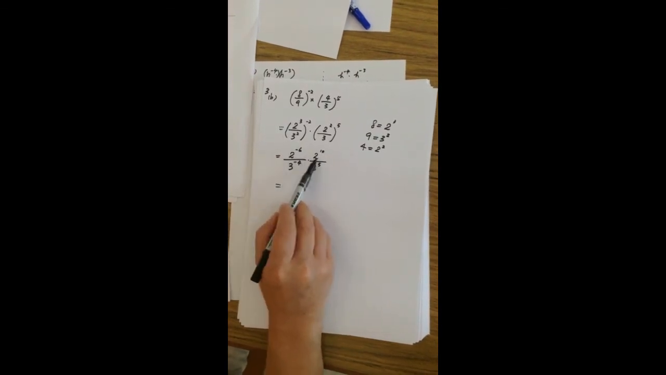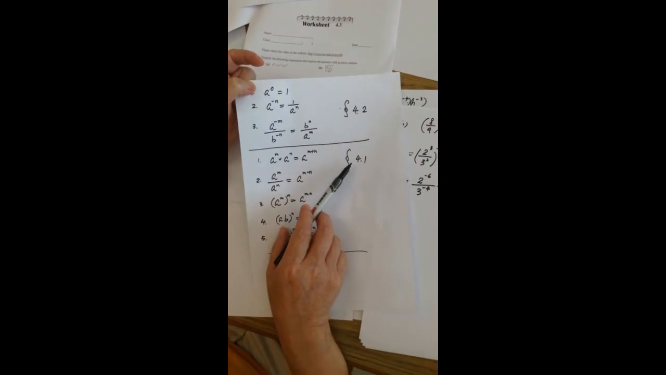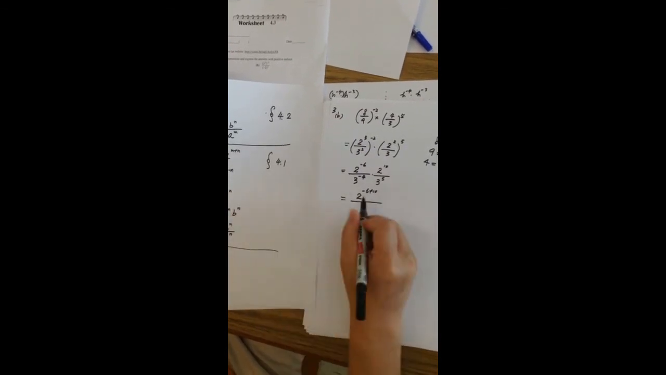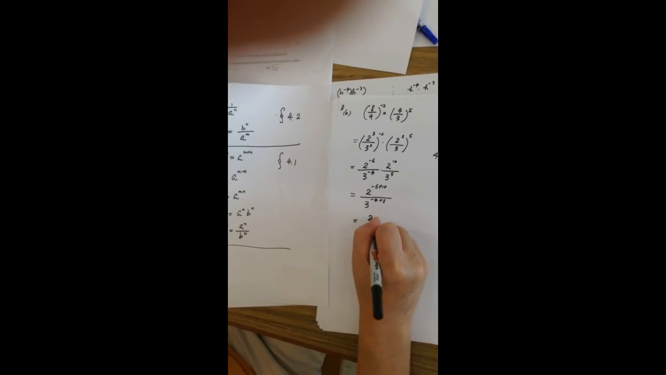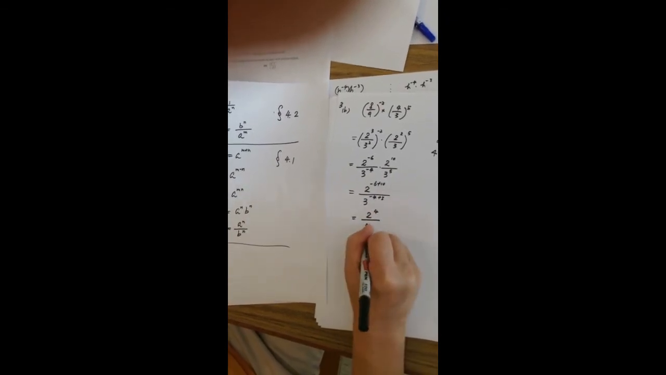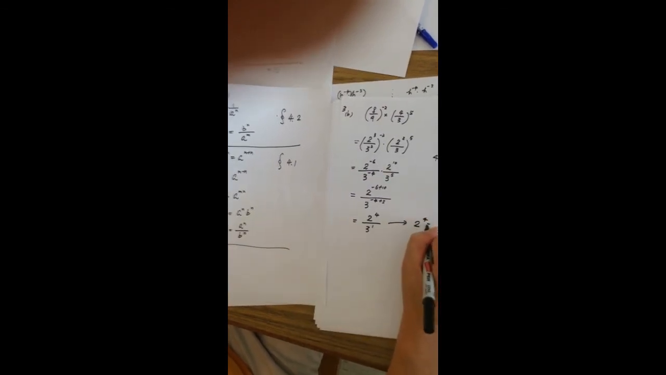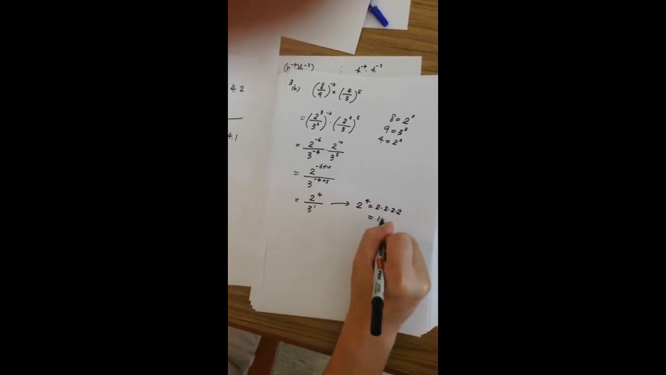We can group them together by using which formula? Yes, this formula, formula 1 in section 4.1. It is equal to 2 to the power negative 6 plus 10, and also repeat the same procedure, 3 to the power negative 4 plus 5. Therefore, the answer is 2 to the power 4 over 3 to the power 1. Remember, 2 to the power 4 is 2 times 2 times 2 times 2. It is equal to 16.